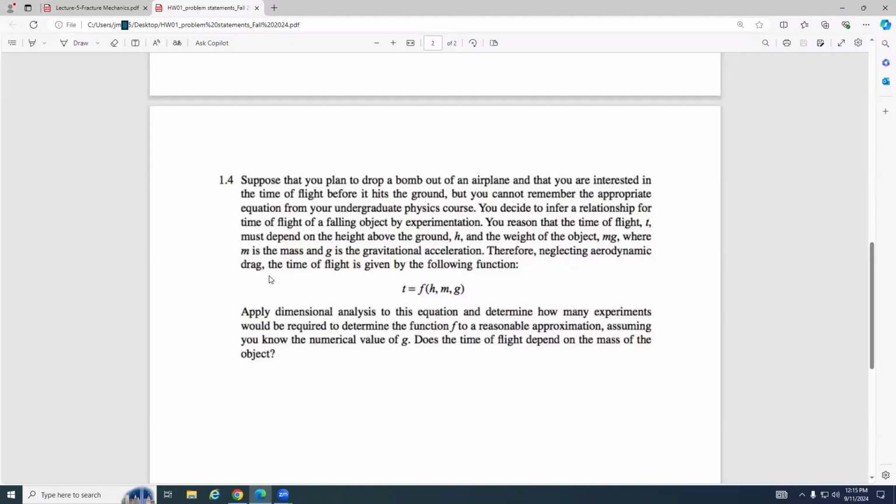Okay, guys. So this is the time for the free body to reach the land from the original height. It has nothing to do with the mass, nothing to do with the displaced mass. If you do the dimensional analysis, you will know this. So you can see how powerful dimensional analysis is.